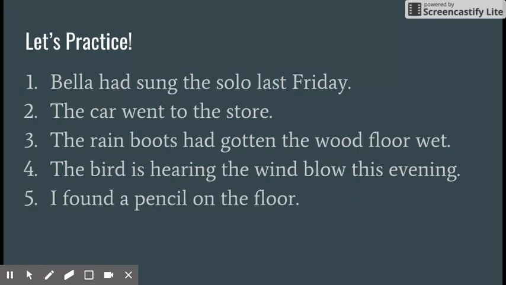So in these sentences, I'd like you to identify the verb or verb phrases. Number 1, Bella had sung the solo last Friday. Number 2, the car went to the store. Number 3, the rain boots had gotten the wood floor wet. Number 4, the bird is hearing the wind blow this evening. Number 5, I found a pencil on the floor.